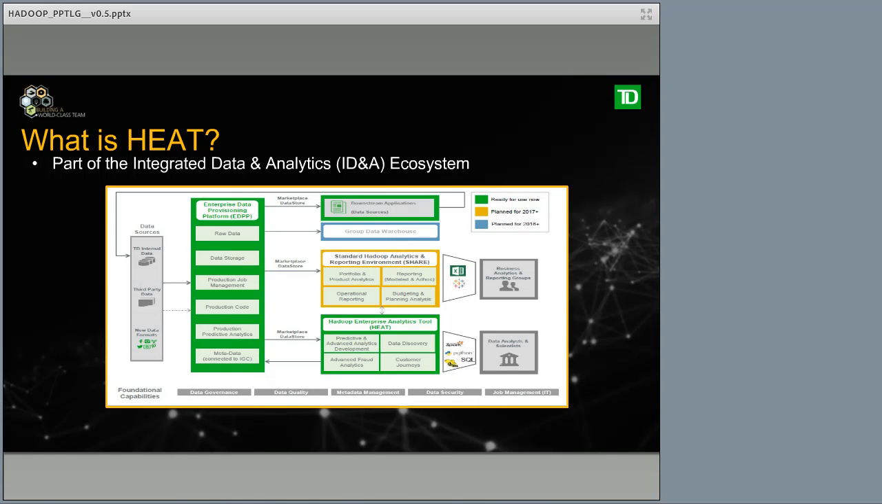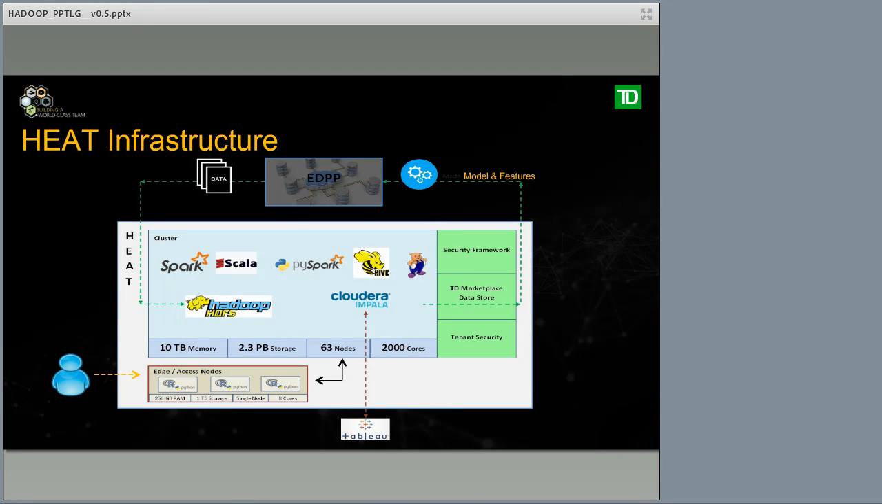Capabilities within HEAT include predictive and advanced analytics development, data discovery, advanced fraud analytics, and customer journeys. Users of this platform are often data analysts and data scientists. Data requested through the Marketplace Data Store is moved from EDPP into HDFS within HEAT.